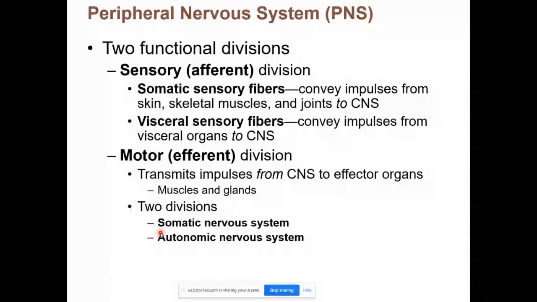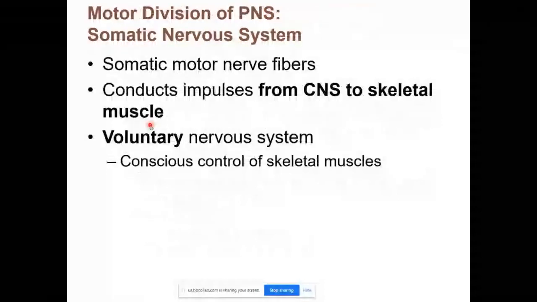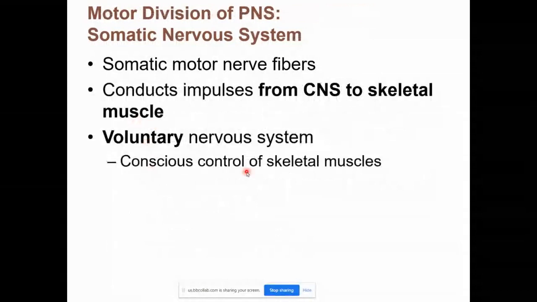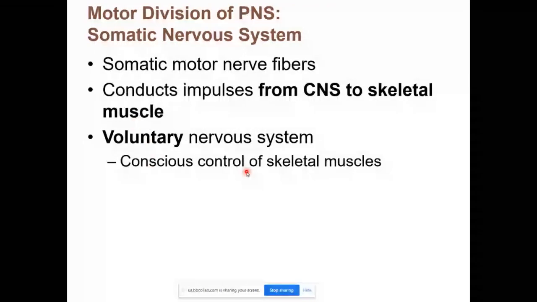All right, so your somatic nervous system, your effectors are skeletal muscle. And skeletal muscles are our only type of voluntary muscle. Therefore, our only effector in the somatic motor division is the skeletal muscles, because we consciously control them, right? So this is the voluntary portion of the motor division of the PNS.